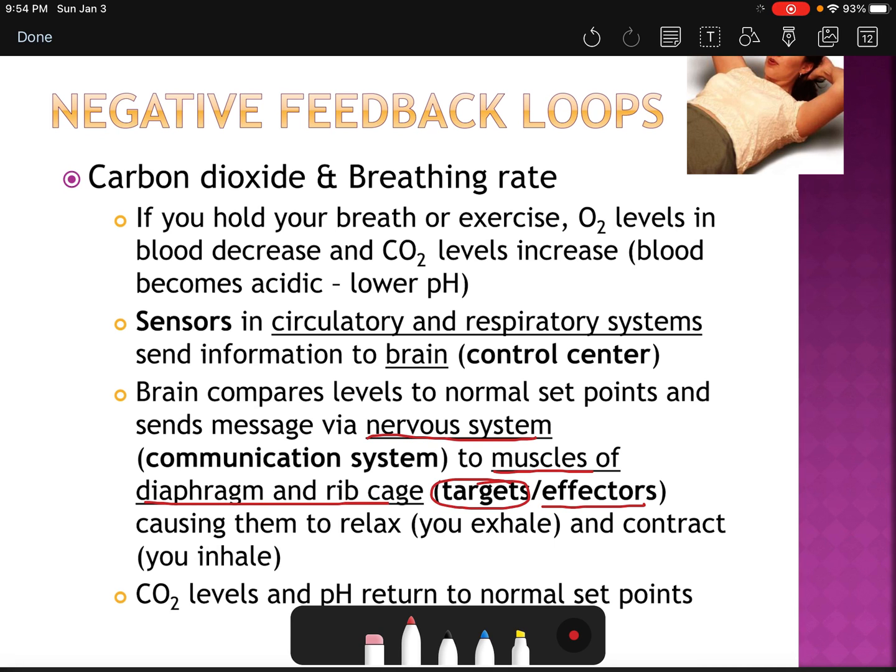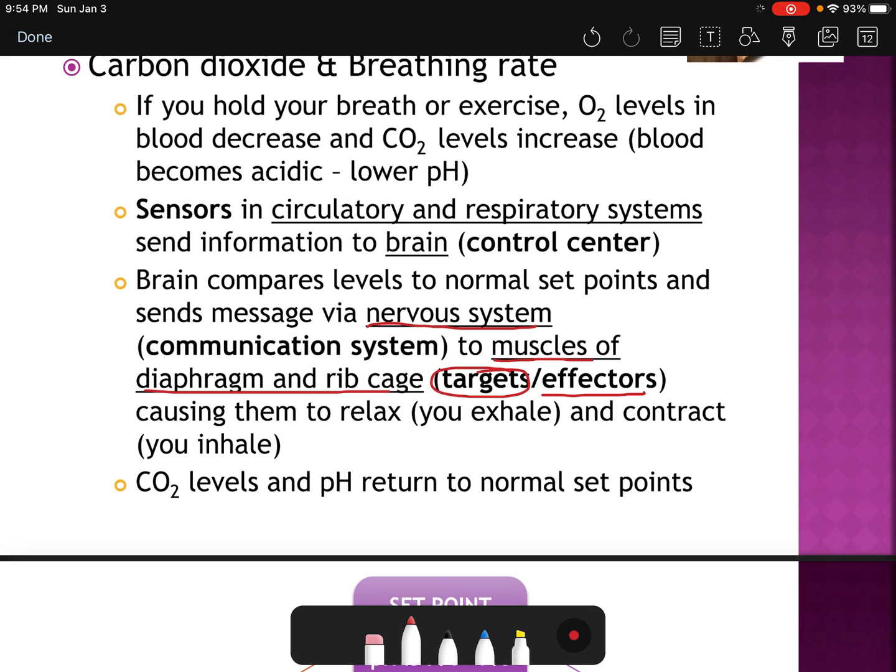Well, as you do that, you're going to get rid of that excess carbon dioxide and bring in more oxygen, and therefore your levels should get back to normal. And if your CO2 levels get back to normal, that means the pH in your blood will get back to normal as well.